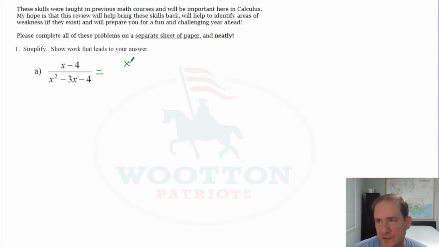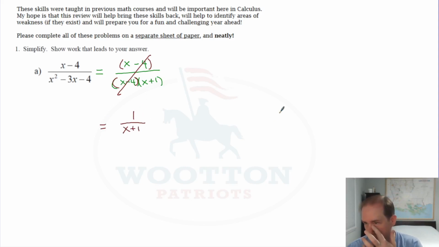Now the numerator, since it's linear, is already factored as far as it can go. But the denominator, which is quadratic, we see that we can factor down to x minus 4 and x plus 1. And now we see that we've got a factor of x minus 4 in the numerator and the denominator. So that common factor can cancel out, leaving me with 1 over x plus 1.